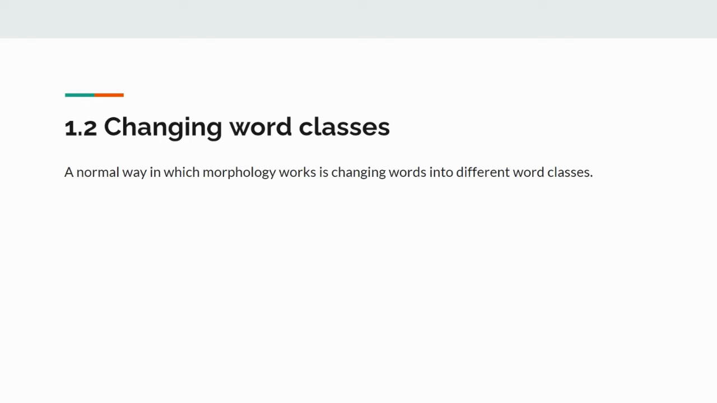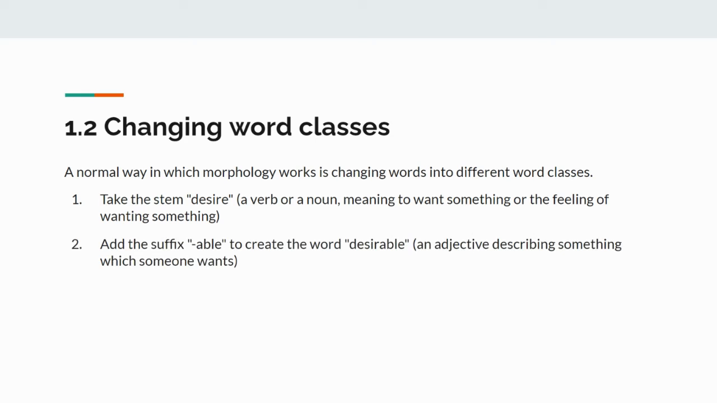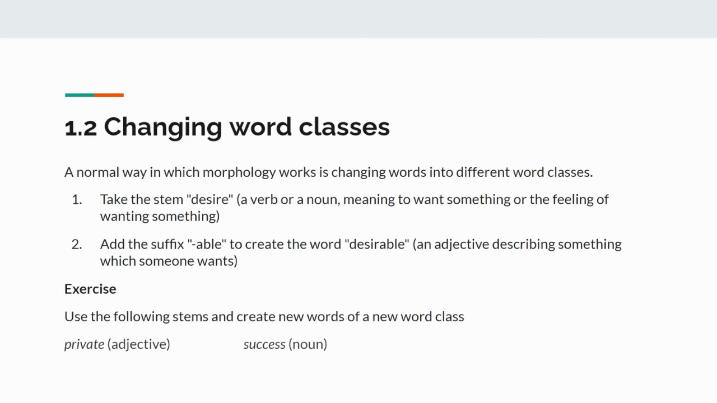A normal way in which morphology works is changing words into different word classes. Take the stem desire, which is a verb or a noun meaning to want something or the feeling of wanting something. Add the suffix able to create the word desirable, an adjective describing something which someone wants. Use the following stems and create new words of a new word class: private, success, use, and thought. If you want to do this by yourself, pause the video now.